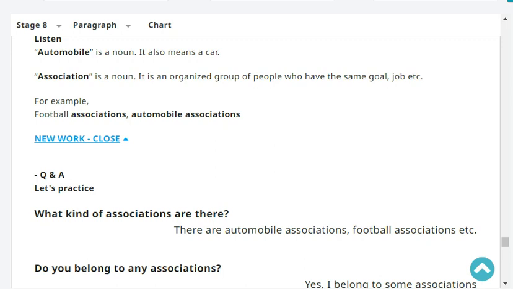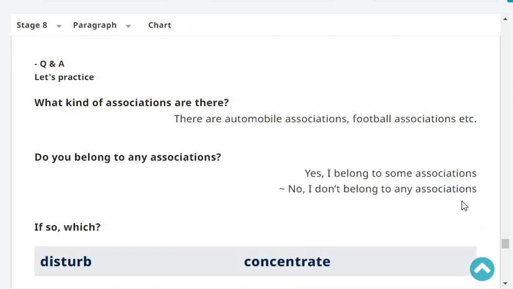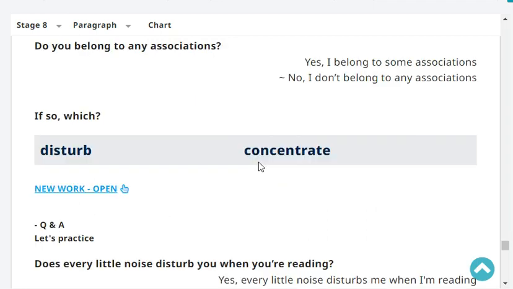Okay, let's practice. What kind of associations are there? There are automobile associations, football associations, etc. Do you belong to any associations? Yes or no? No, I don't belong to any associations. Very good.